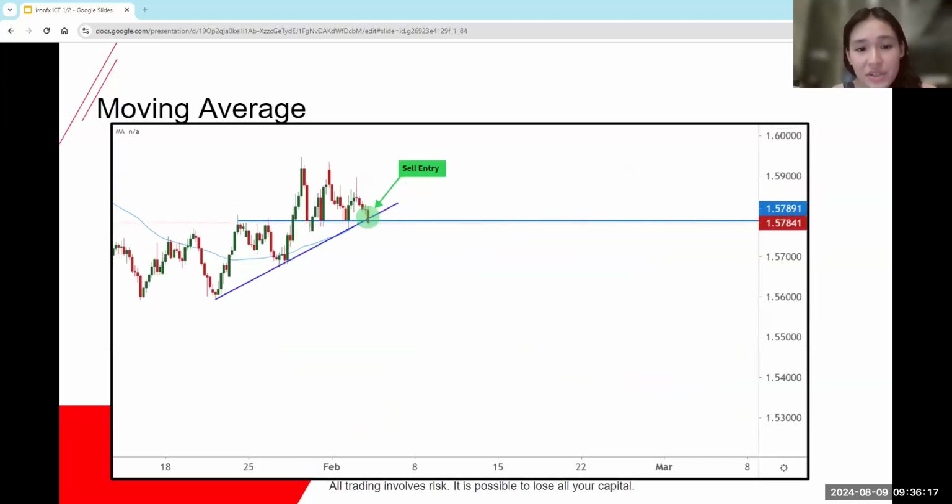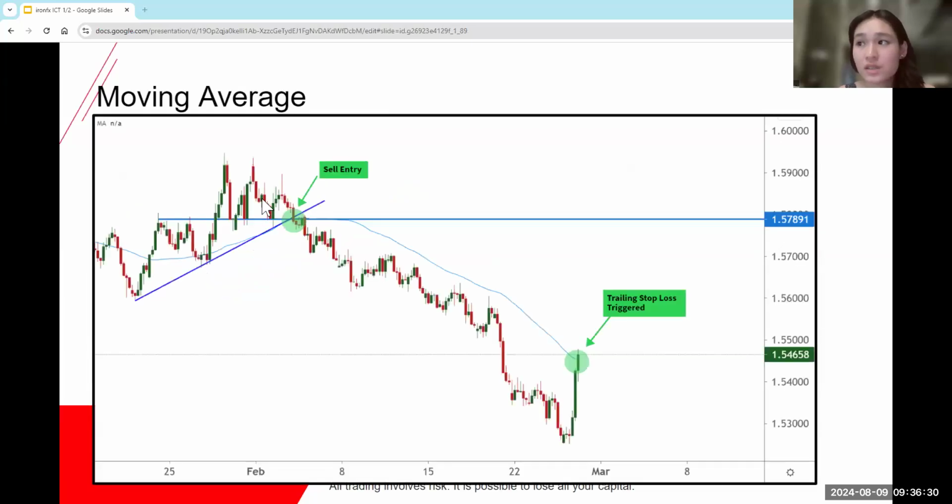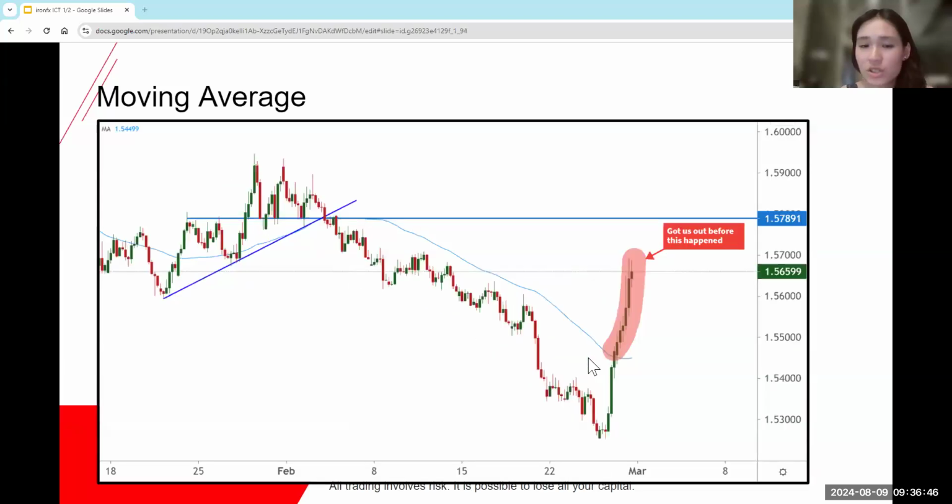Firstly, we have your moving average. We have price breaking out of this ascending trend line, and price is breaking below your moving average as well, which is a bearish signal. You can see price start to move in this downward trend. With price moving below your moving average, once it moves above it, your trailing stop loss is triggered and you get out of the trade. So it got us out before this happened.